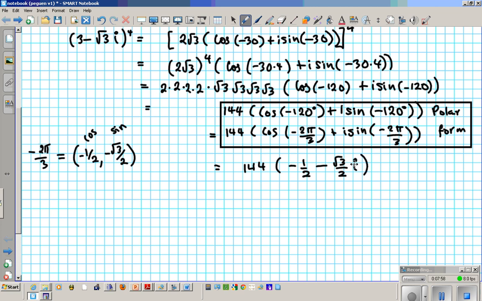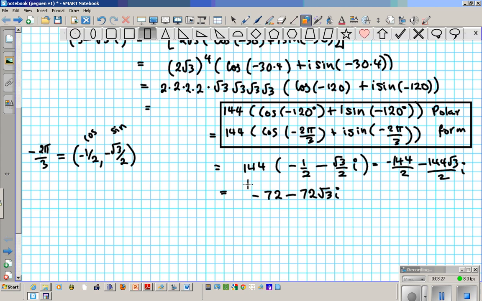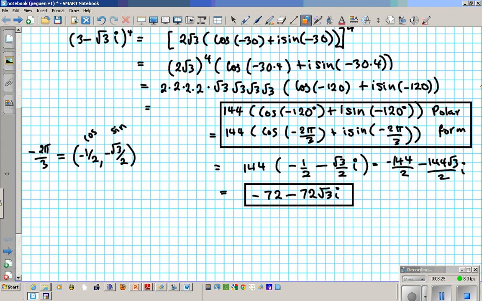All right. So when we distribute 144, we're going to have negative 144 over 2 minus 144 root 3 over 2i. So our final answer is going to be negative 72 minus 72 root 3i. So there goes your answer in rectangular form. So this is rectangular form.